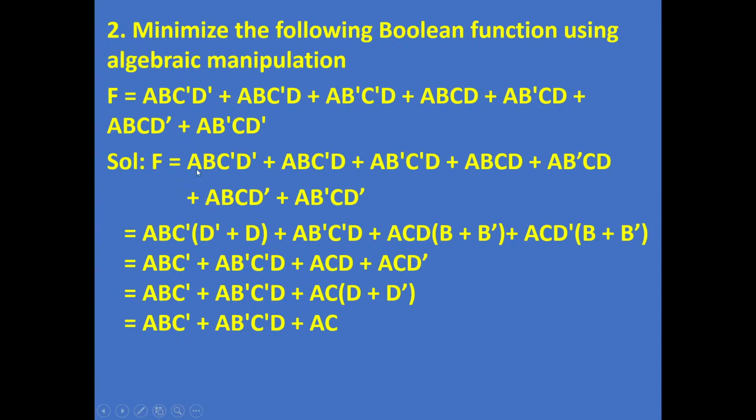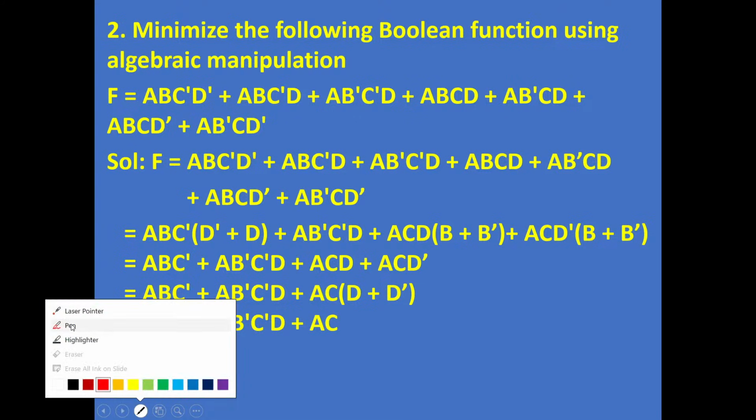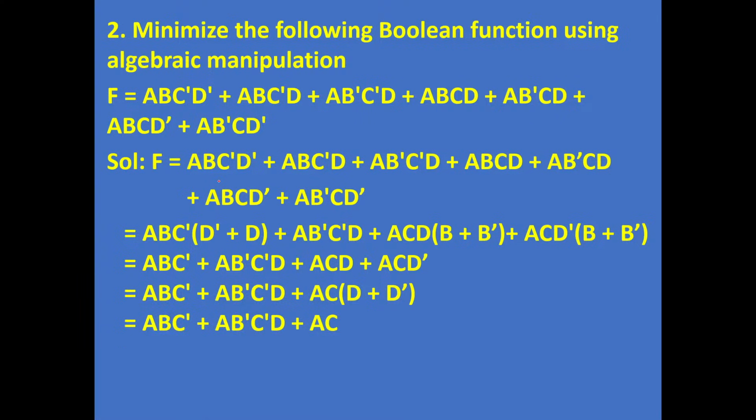Now I have copied the question. Here you just search for the common terms, the terms which can be easily eliminated using the Boolean laws. If you see my first expression, A, B, C bar, D bar is there. Total 4 variables are there. Among 4 variables, is there any other term which has 3 variables common to this? Let me search. ABC bar, ABC bar, here D bar, D.